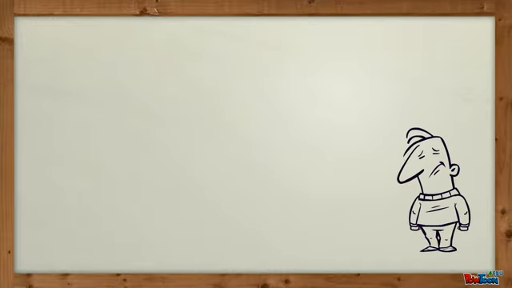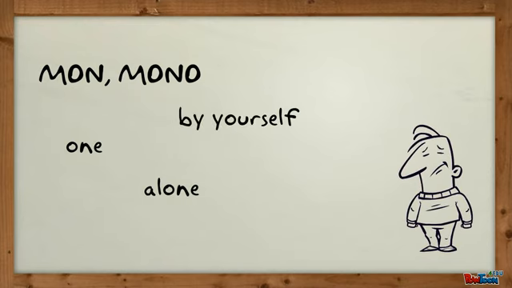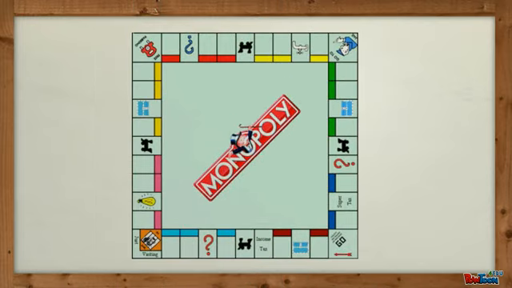Next up, mon or mono. It means one, or by yourself, alone, and it comes from the Greek. Have you ever played the game Monopoly? What does that word really mean? Its official meaning is one person, or company, or government, having total control over a business or industry.